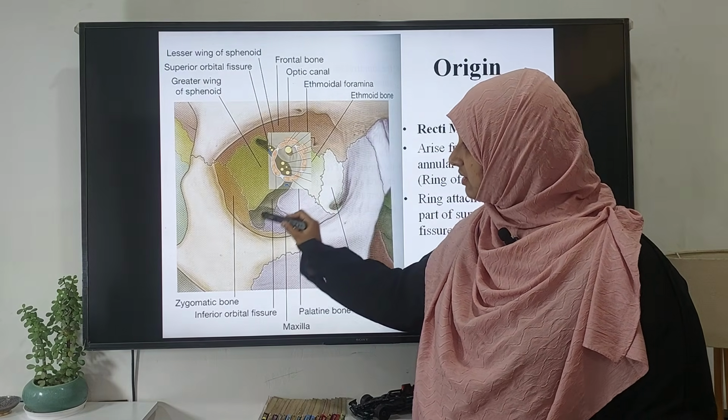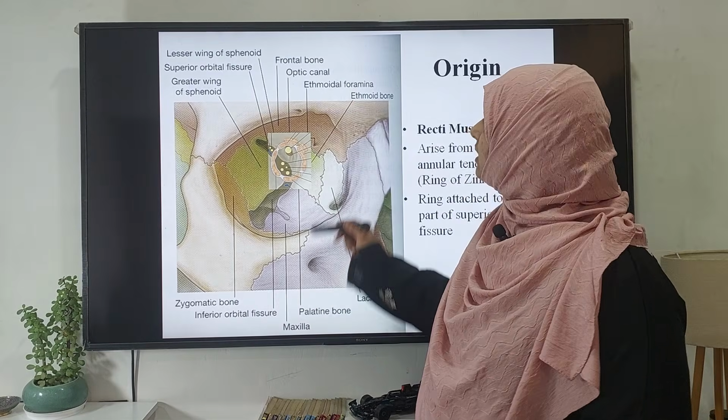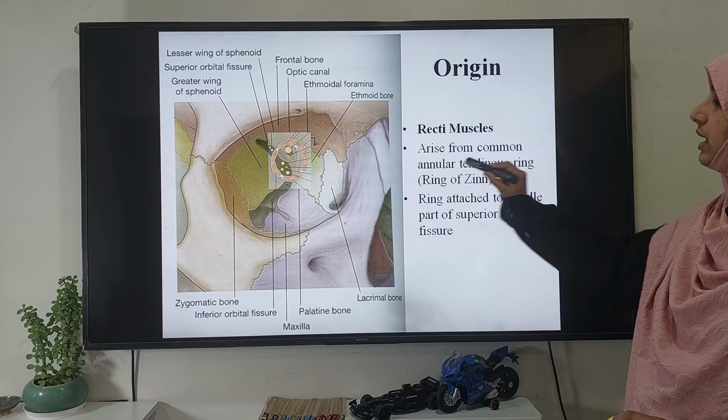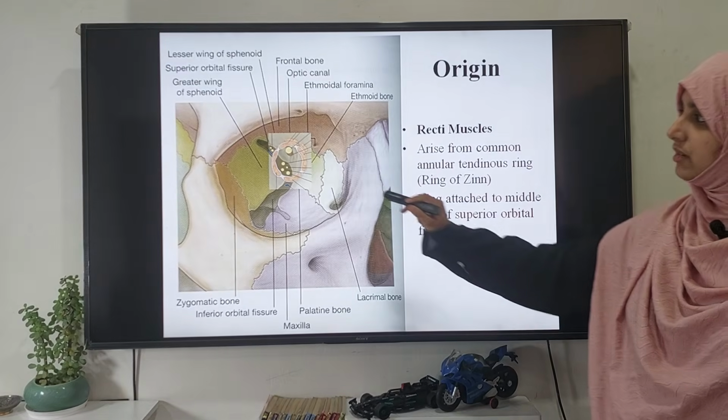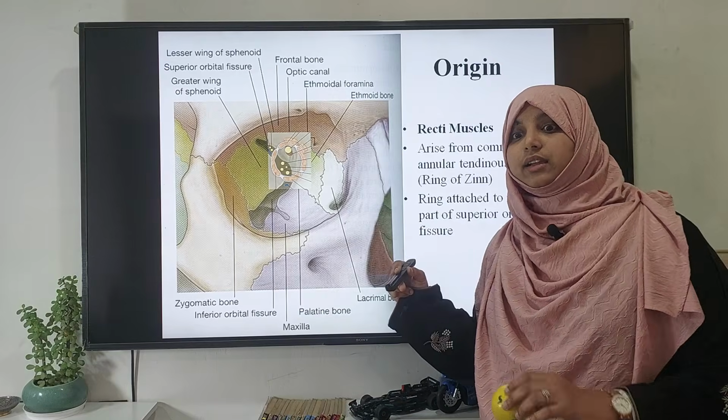Can you name this one? Yeah, it's written here: inferior orbital fissure, right? So here in this region, there is going to be a common annular tendinous ring. Annular means circular shaped. That's a tendinous ring, okay?